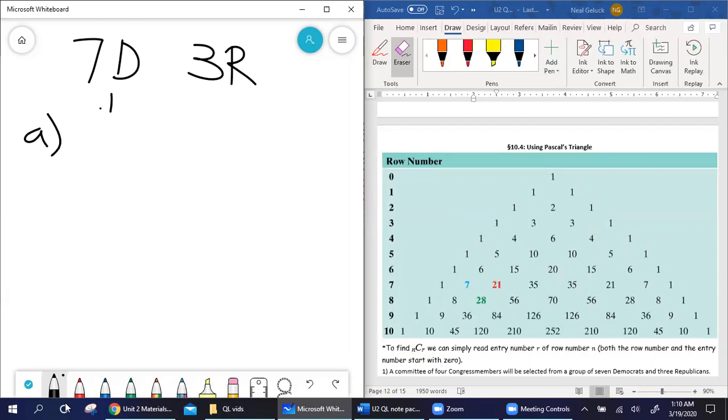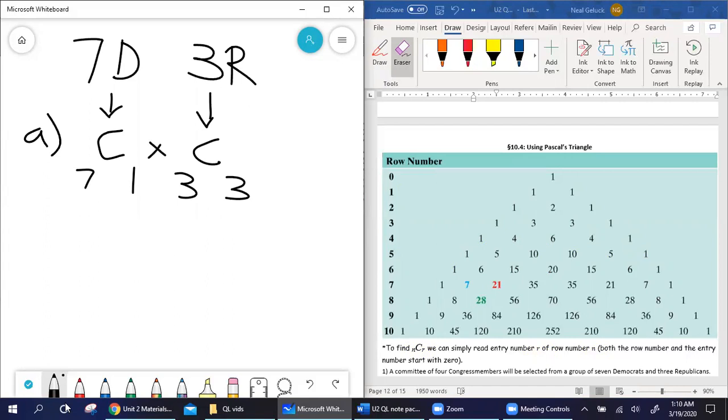So for the Democrats, now this is going to be combinations because the committee just has 4 people in it. It doesn't matter what order they're in. It's just a committee. It's not a president, a vice president, all that stuff. So I have 7 Democrats to choose from, and I'm picking 1. And then for the Republicans, there's 3 to pick from. If it's a committee of 4 and I only picked 1 Democrat, I'm picking 3 Republicans. So I'm going to multiply these together.